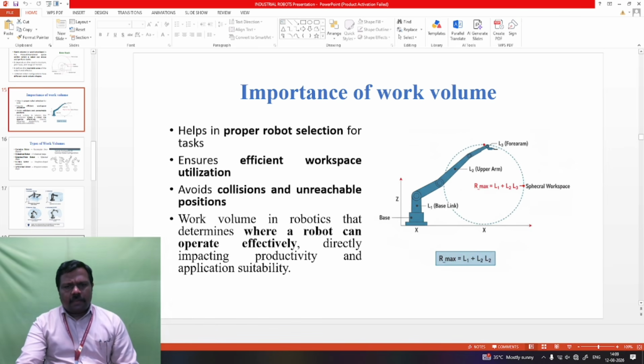Next, the importance of the work volume. The work volume helps in proper robot selection for tasks. The work volume ensures efficient workspace utilization. Work volume avoids collision and unreachable positions. Work volume in robotics determines where a robot can operate effectively, directly impacting productivity and application suitability.